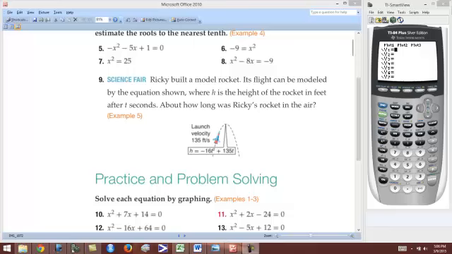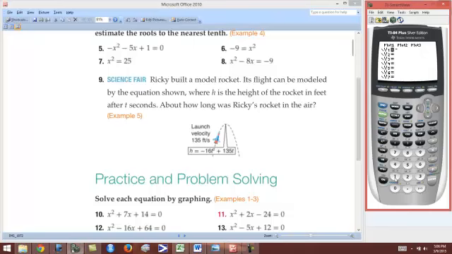So let's put it in the calculator. So we're going to put in negative 16 x squared. We don't have a t, we're going to put in x. Well, we do have a t, but I'm not going to go into explaining it anyway. We're not using t.